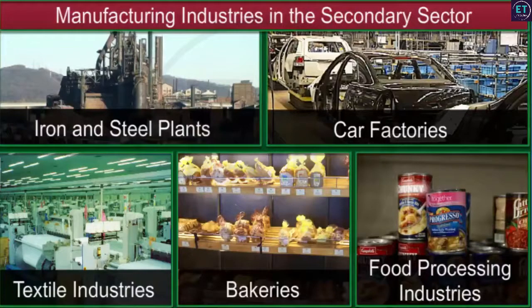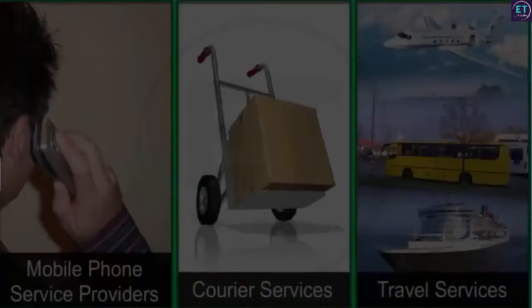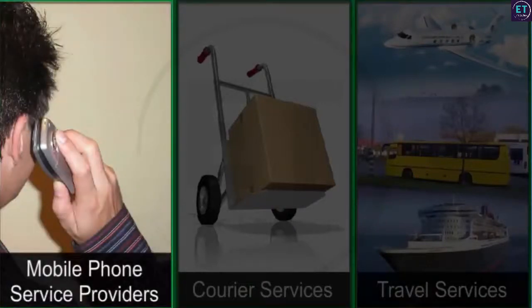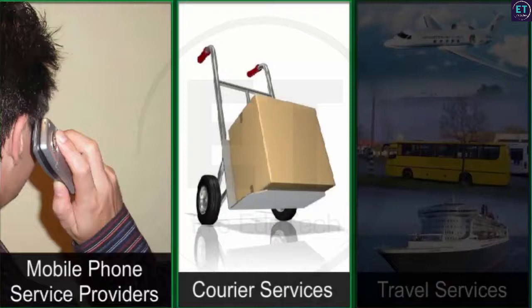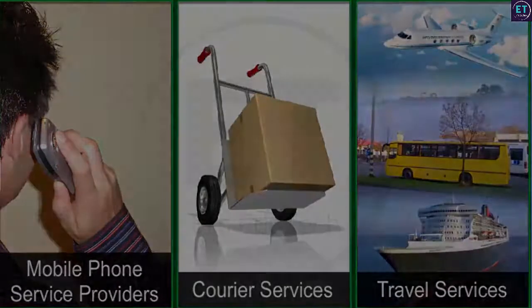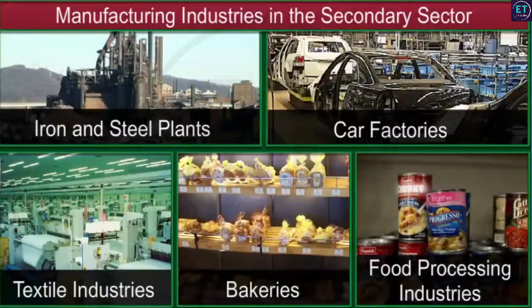All companies do not produce goods. Some companies provide services like mobile phone connections, courier services, and travel and tourism services. However, in this module, we will concentrate on manufacturing industries in the secondary sector, as described earlier.